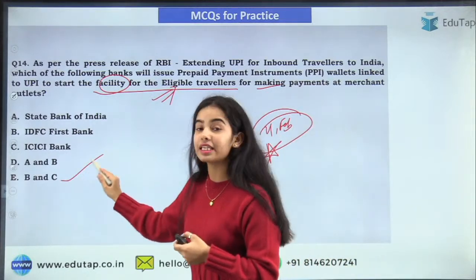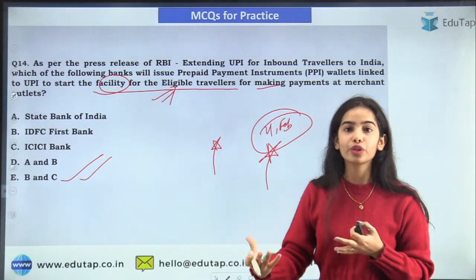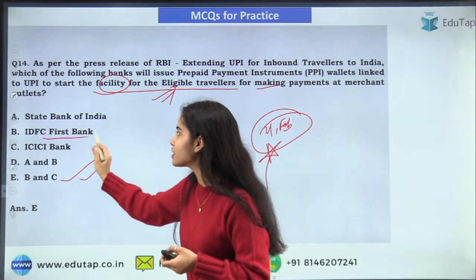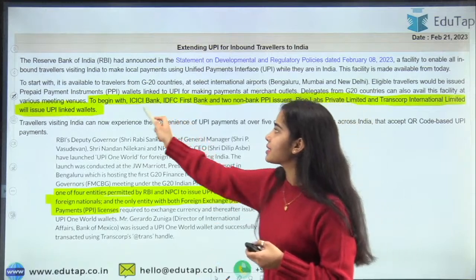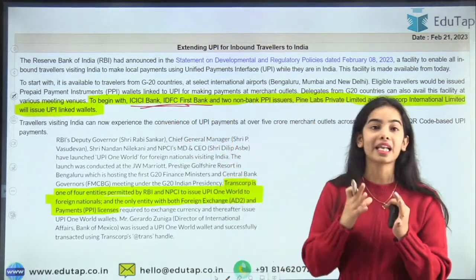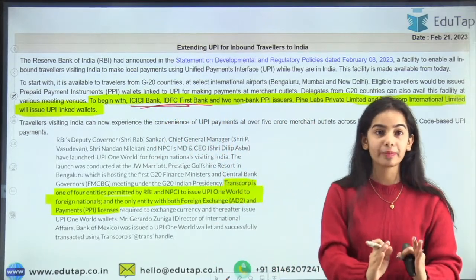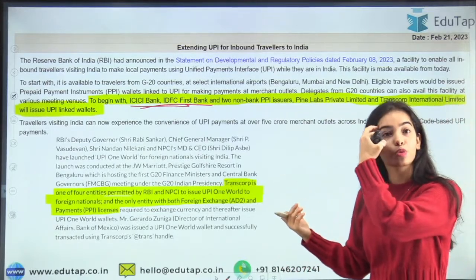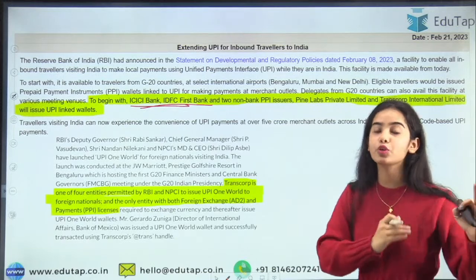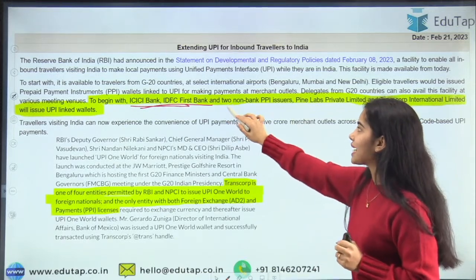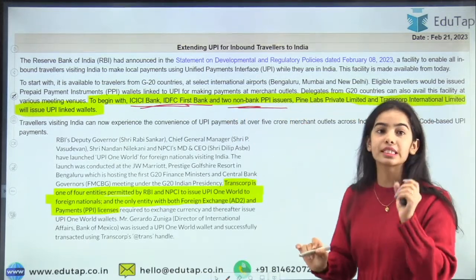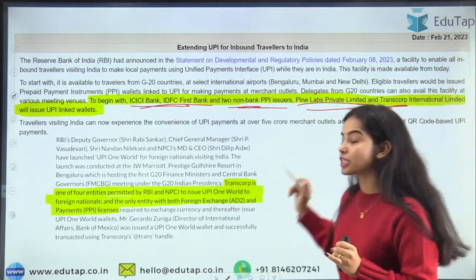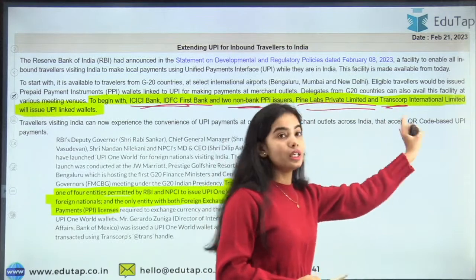So I'm getting the answer E, and it is so good to see that you are following the news. And yes, E is the right answer. That is the IDFC First Bank and the ICICI Bank. They are the 2 banks that have got the permission from the RBI to provide the full KYC PPIs, that is, to provide the wallets linked with UPI to the foreign travelers. And the 2 non-bank PPI issuers are Pine Labs Private Limited and Transcorp International Limited.